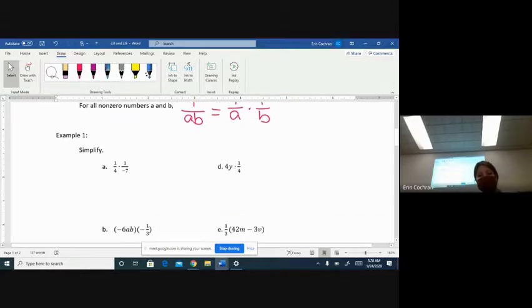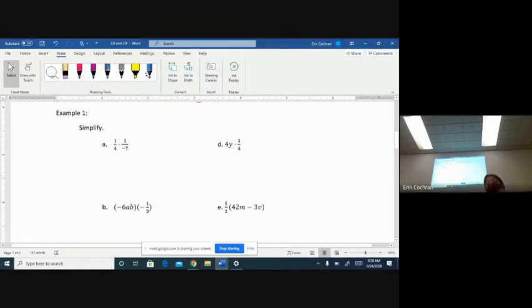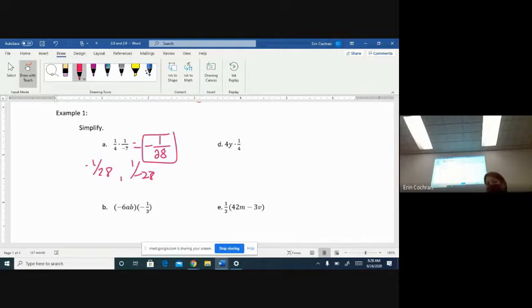Okay, so example 1 here. All right, 1/4 times 1/-7. What's a positive times a negative? A negative, so my answer is going to be a negative. 1 times 1 is 1, and 4 times 7? 28. So we have -1/28, okay? Is it okay if I write it as -1/28 or 1/-28? Yeah, that's fine. But usually we always put it in the front.